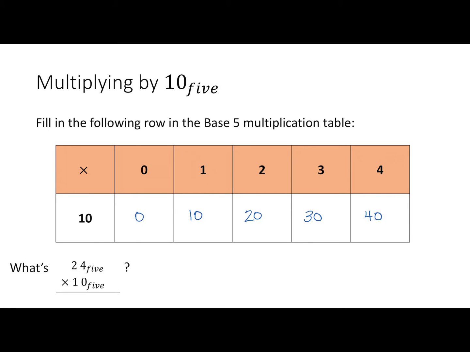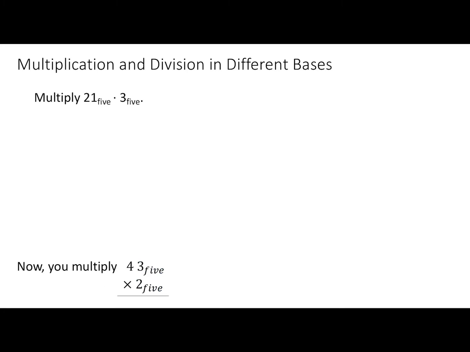If I want to multiply 2, 4 base 5 times 1, 0 base 5, what do I get? Well, I get 2, 4, 0 base 5, just like when we multiply in base 10 by 10. Okay, let's look at another example. Let's try multiplying 2, 1 by 3 in base 5.